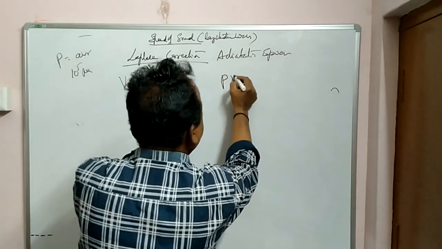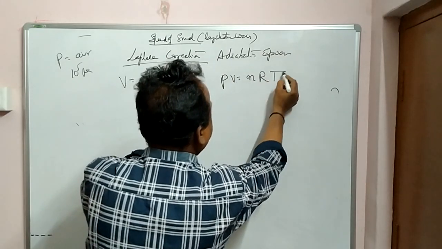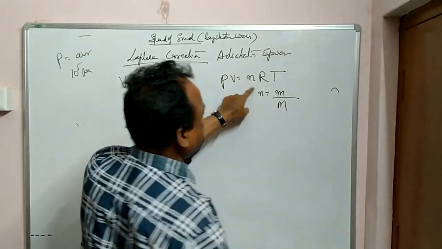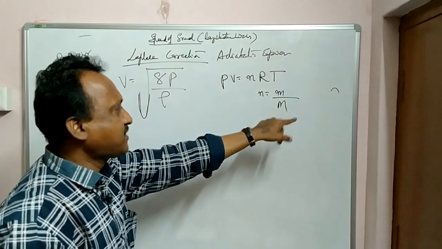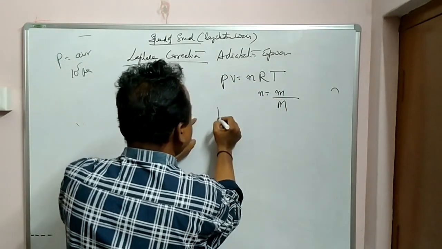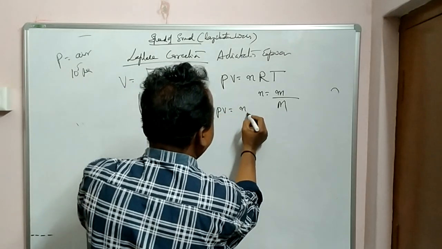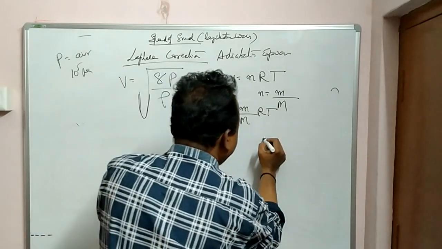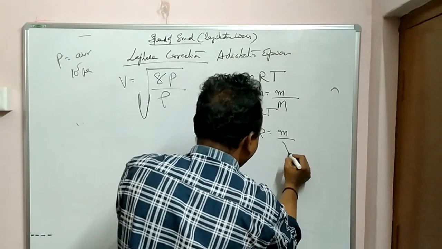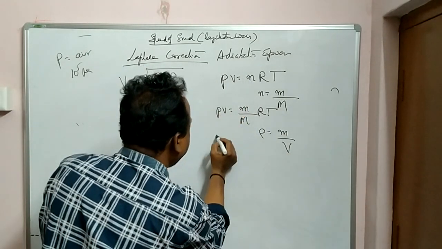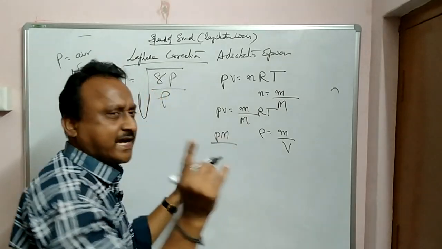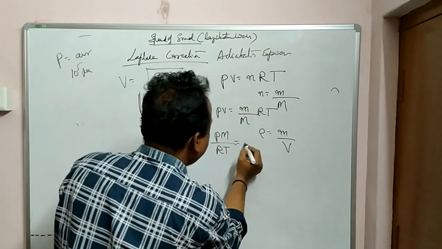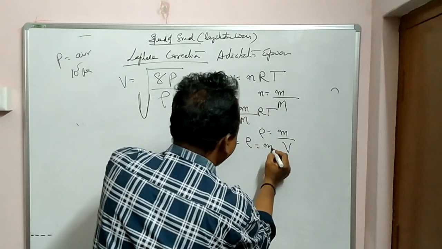We know for the ideal gas equation, PV is equal to nRT. What is small n? Number of moles, that is small m by capital M, mass of the gas in grams by gram molecular weight. So if you substitute here, PV is equal to small m by capital M RT. And from this, what is density? Density is mass per volume. Already in KTG, kinetic theory of gases, I told you. So PM by RT is equal to density, that is equal to m by V.